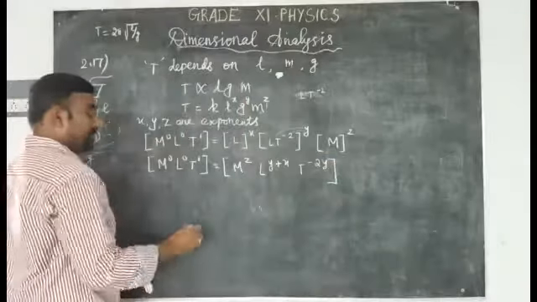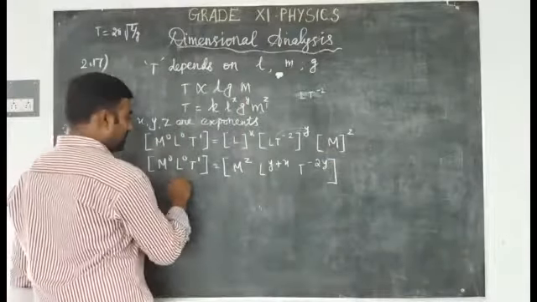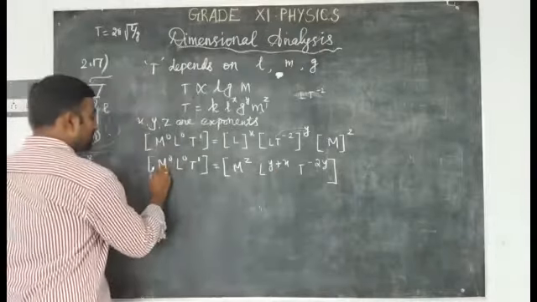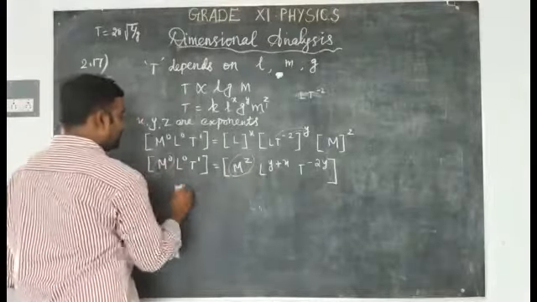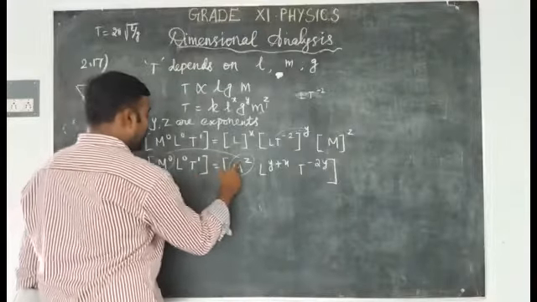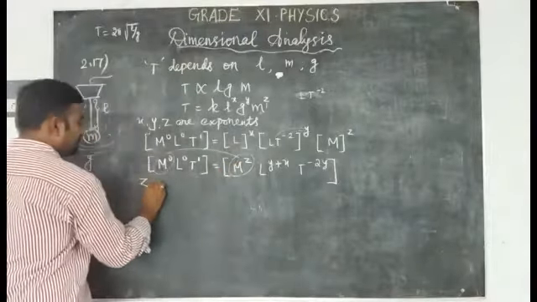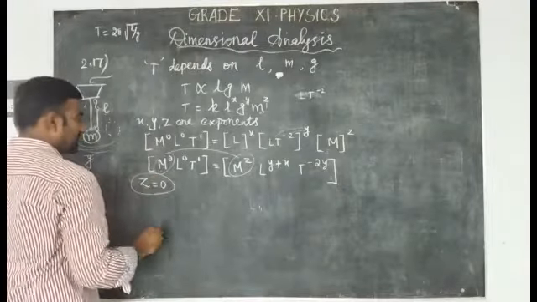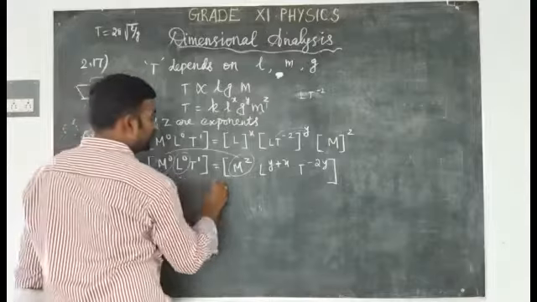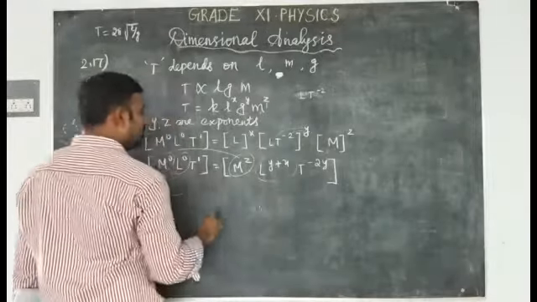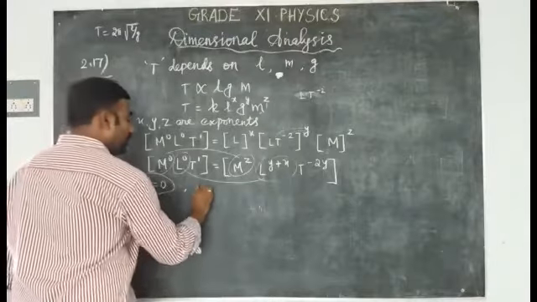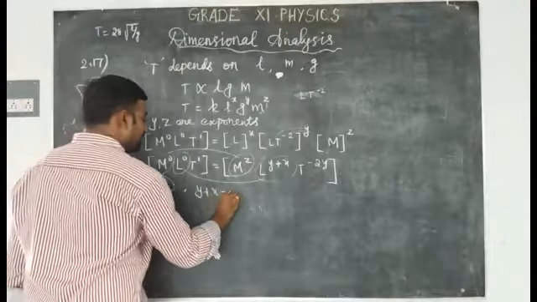Now compare this equation on both sides, the left hand side and the right hand side. Compare mass first. When comparing mass, the base is the same, so the exponent is the same. So what do we get? z is equal to 0. Next, compare length. On the left hand side, L power 0, and here L power y plus x. Comparing these two, we get y plus x is equal to 0.